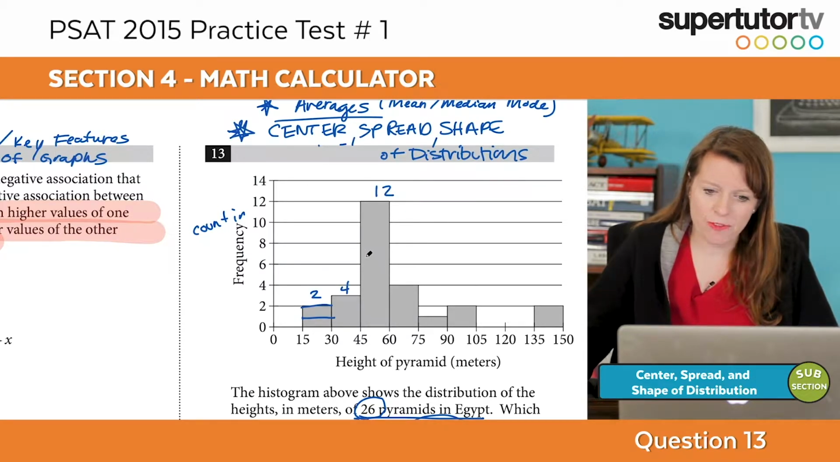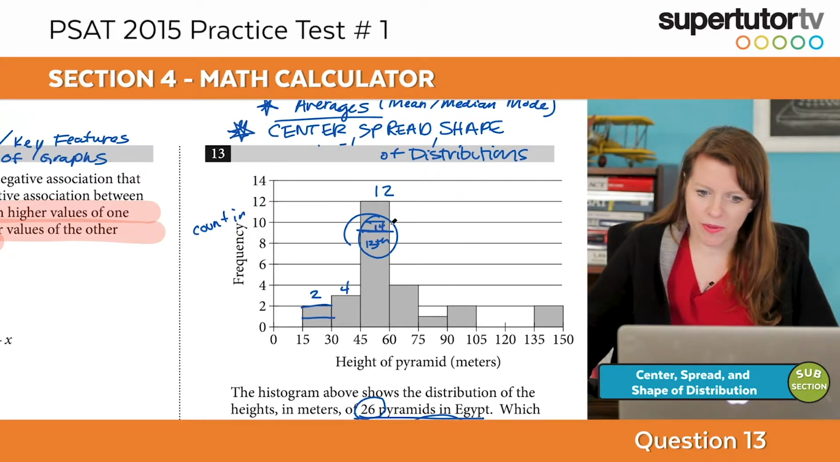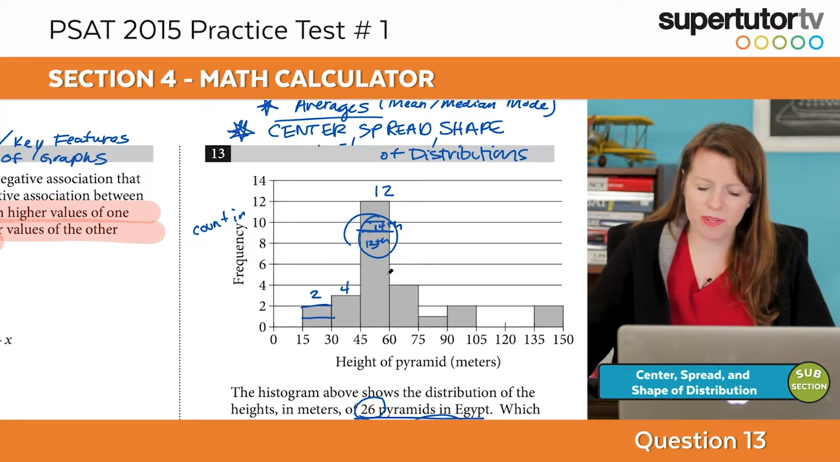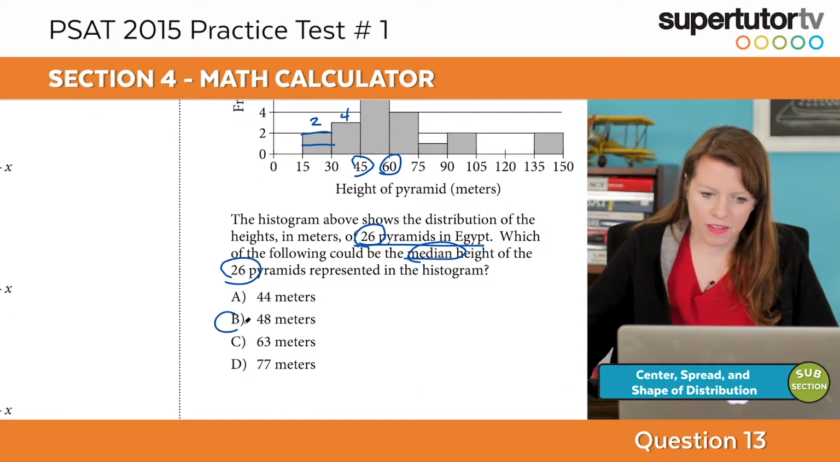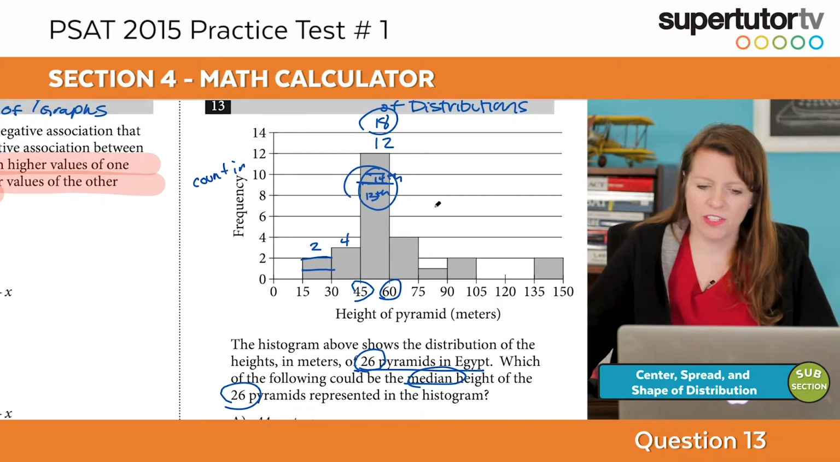If I count in 13, 13 is going to be somewhere in here. My 13th in, because this is 16, 17, 18. This is 18. So I want the split of my 13th and my 14th. They're going to be somewhere on here because this is 18 in total, pyramids. So I know it's got to be between 45 and 60. And only one of these numbers is between 45 and 60, and that's the answer choice B. So that's how I figured this out.